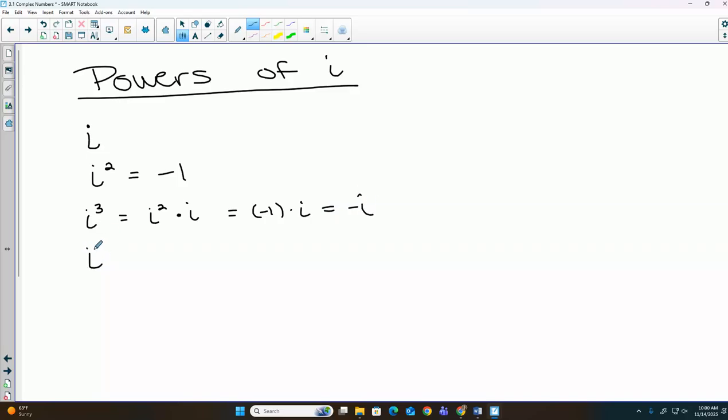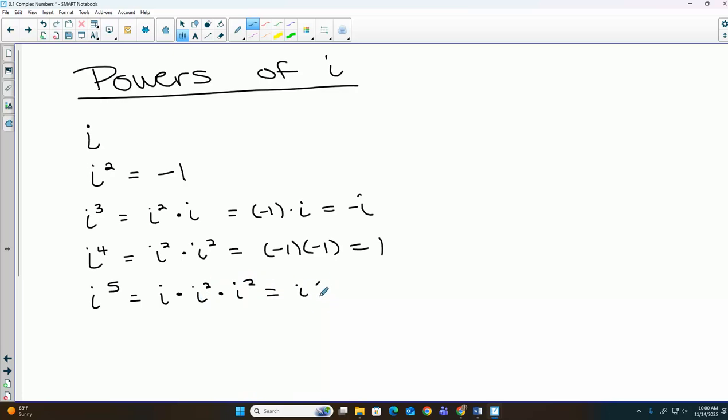If you have i to the fourth, that's the same thing as saying i squared times i squared. So negative 1 times negative 1 is 1. What happens if I said i to the fifth? You could think of this as i times i squared times i squared. So i times negative 1 times negative 1, and we just get i. We're back to the beginning, right? So i to the 6th would be negative 1. i to the 7th would be negative i. i to the 8th would be 1.